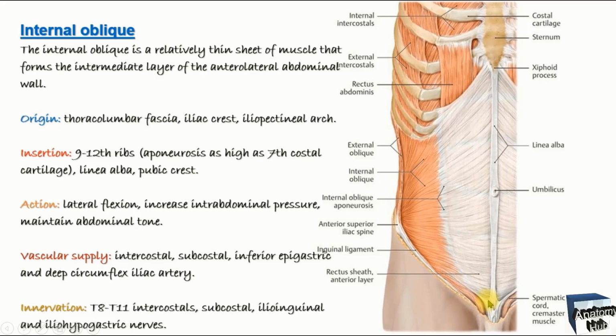So its action is lateral flexion, like your external oblique muscle, and it increases the intra-abdominal pressure and maintains the abdominal tone. Its vascular supply is, as usual, the intercostal artery, subcostal, inferior epigastric, and the deep circumflex iliac artery, and its innervation is from the T8 to T11 intercostal nerves, and the subcostal, ilioinguinal and iliohypogastric nerves.